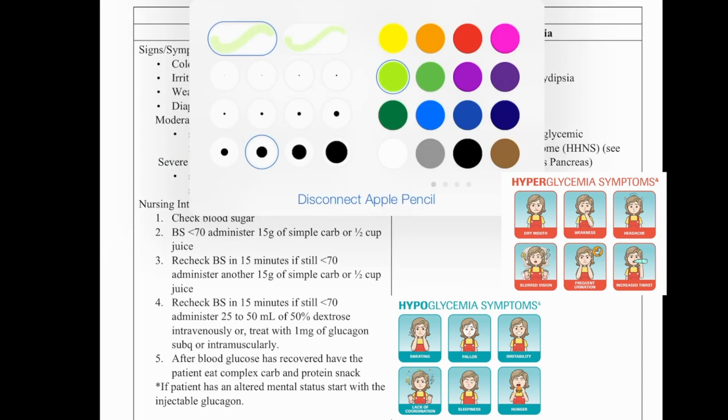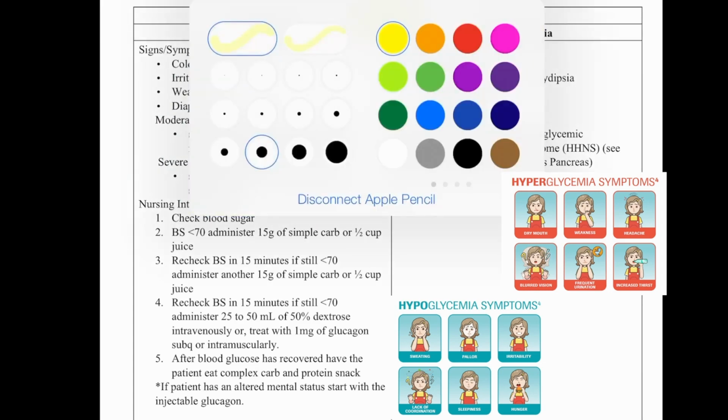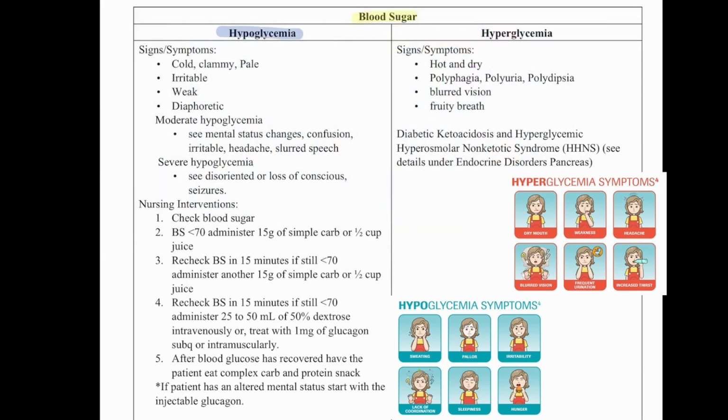All right, so let's discuss blood sugars. So we have hypoglycemia, which is a low blood sugar, and hyperglycemia, which is a high blood sugar. For hypoglycemia, we're going to see things like cold, clammy, pale, irritable, weak, diaphoretic. For a moderate hypoglycemia, we may see mental status changes, confusion, irritability, headache, slurred speech. And for severe hypoglycemia, they'll be disoriented or lose consciousness and also have seizures.